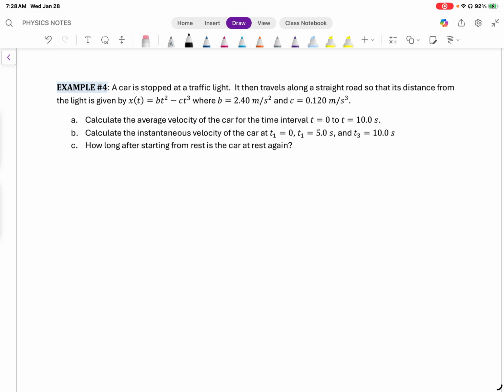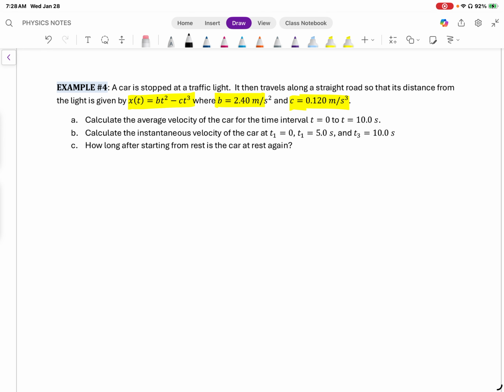All right, in this problem, we are working with a situation where a car is stopped at a traffic light, travels along a straight road, and they give us a position function where the b and c are constants, and those are provided for us here as well. Okay, so they tell us first to calculate the average velocity of the car over a specific time interval.